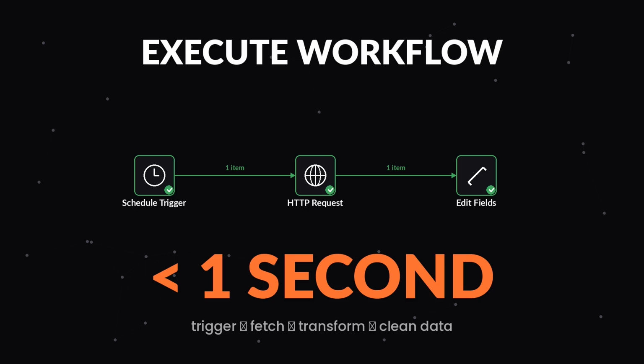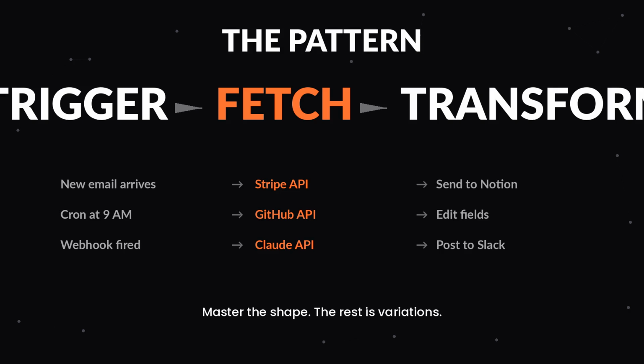Top of the canvas, hit Execute Workflow. All 3 nodes turn green. Total execution time, under 1 second. Click on each node to see the data at each step. Schedule fires, HTTP fetches, edit fields cleans. That is the entire workflow. From cron to clean data in 3 nodes and 1 minute of build time once you know what you are doing. Stop and look at what we just built.